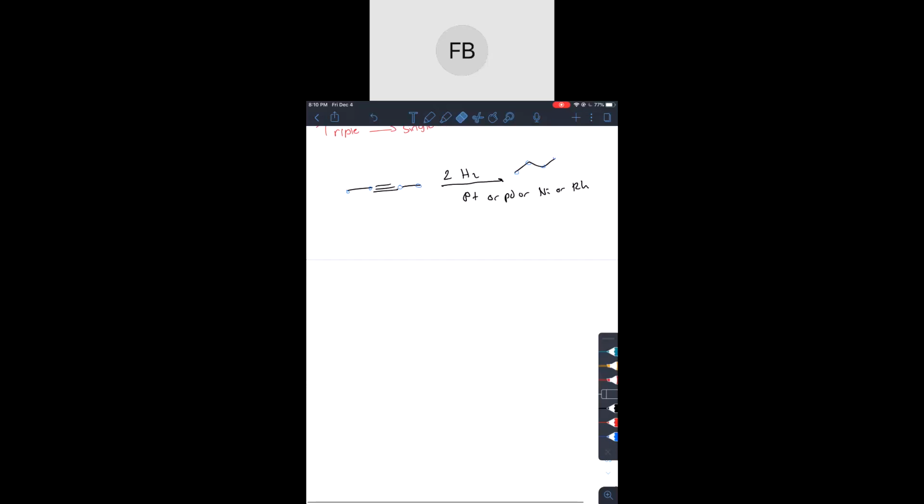But when we go from triple to double, we face this issue of, is it going to be cis or trans? And that's where we have two options.